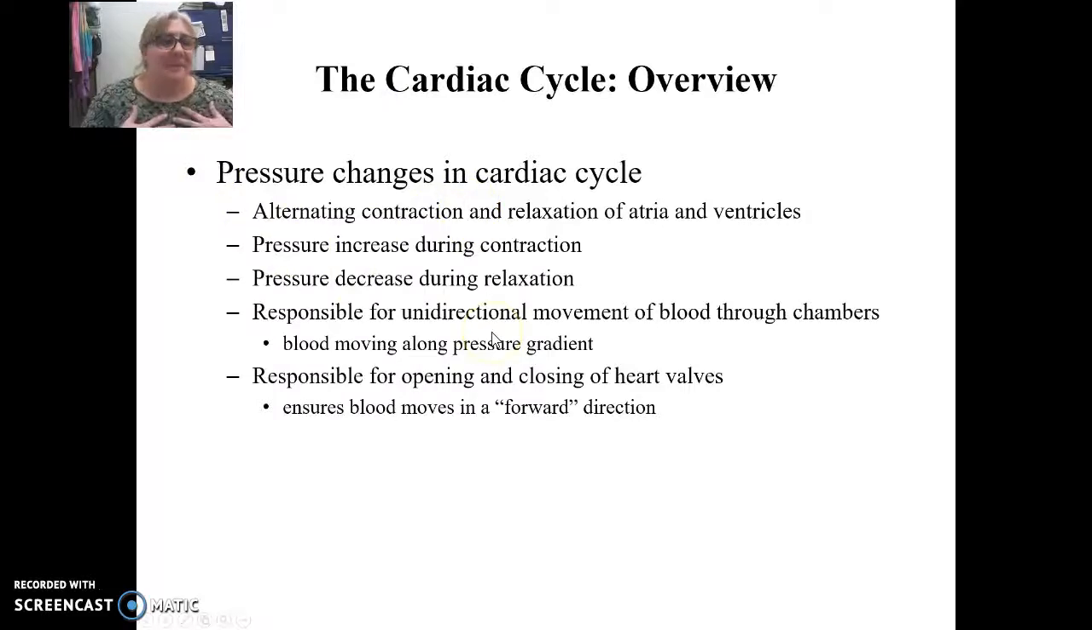And so everything happens due to changing pressures in the heart. So you're either going to have a very, very strong pressure in the atria that pushes blood into the ventricles, or a strong pressure in the ventricles that pushes blood out into the arteries. That's going to cause blood to flow from one area to the next.